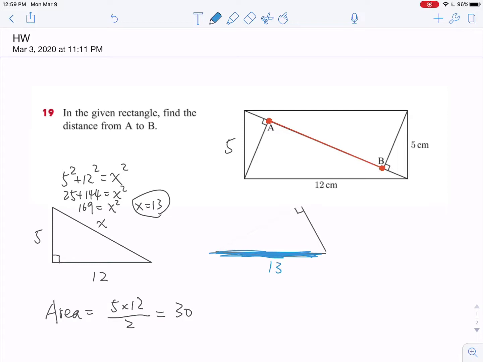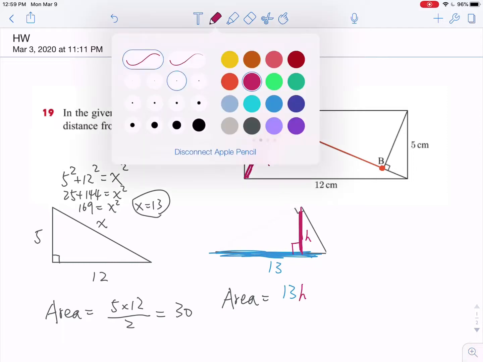You can think about using this side as a base, and then this length over here as our height. And what is this length? This is exactly this length over here, which is perpendicular to your base, your hypotenuse. Right, so let's call it h in this case. You can also write your area equals base, which is 13, times height over 2.